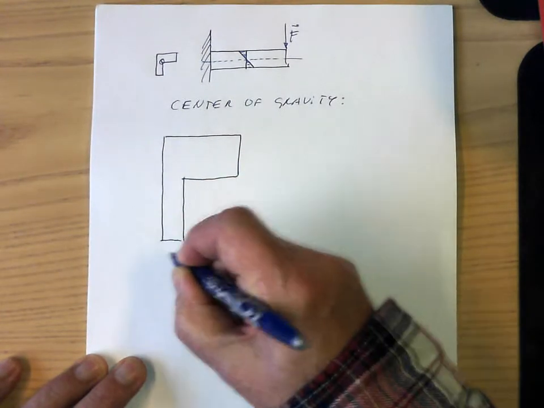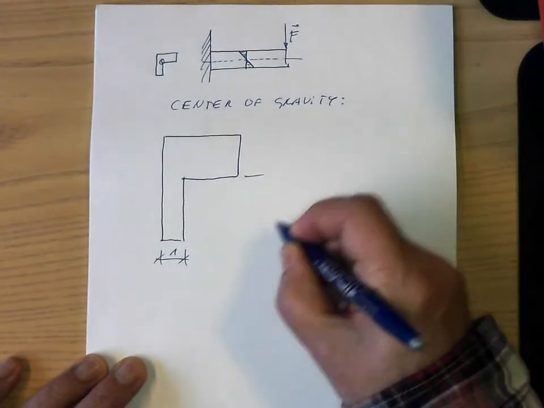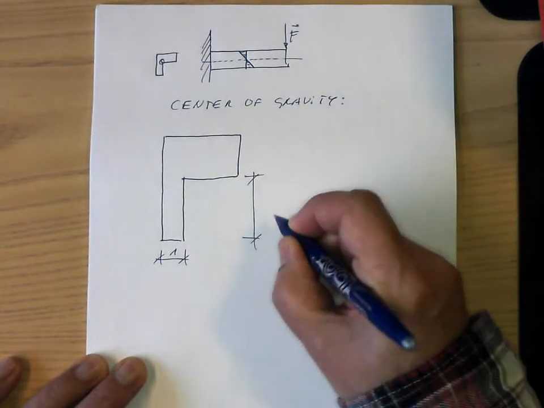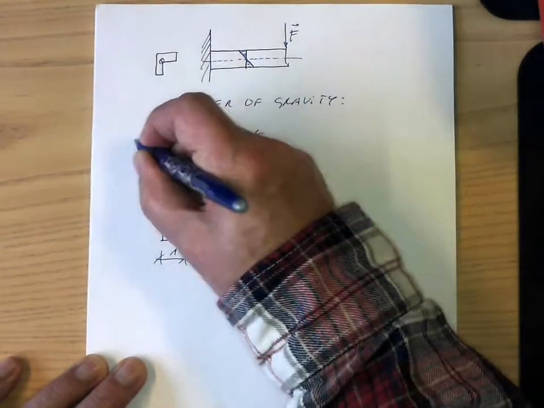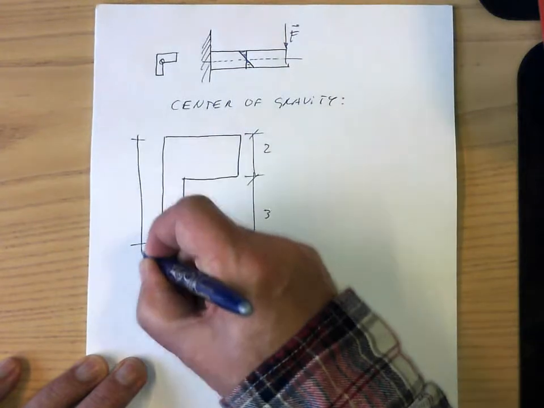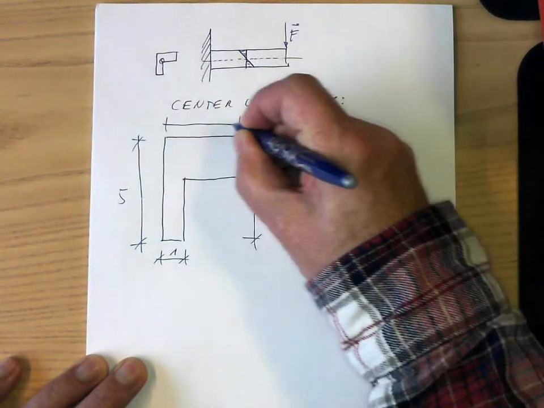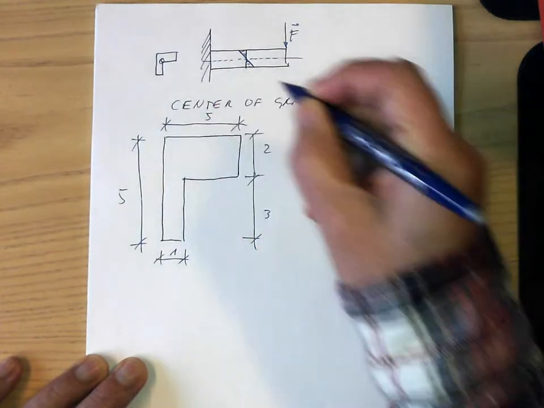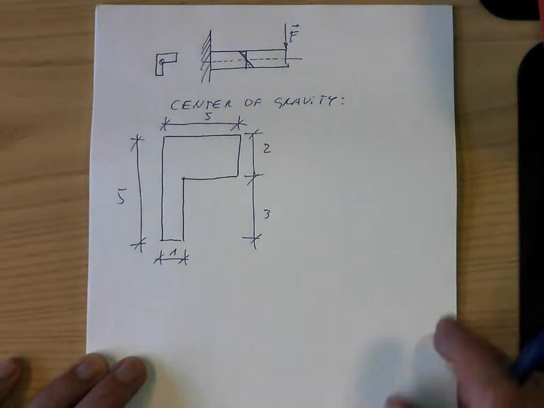Let's say from this to this position here it's 1 unit, from here to here there are 3 units. That means from here to here we have 2 units. That means that we have from here to here 5 units, and I will have also in this direction 5 units. That's the definition of this cross section, and I'm interested in the center of gravity of this area.